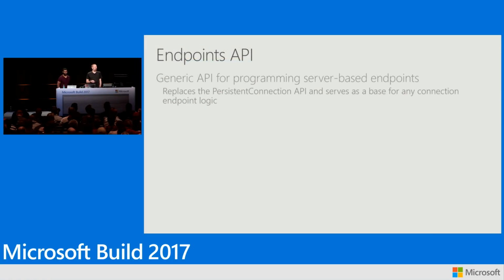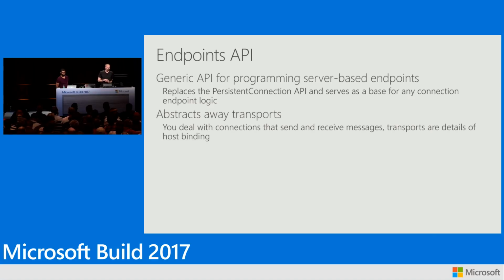So what does this endpoints API look like? It's a generic API for programming server-based endpoints. You have a client, you have an endpoint on the server speaking some protocol, speaking some connection type, and the client connects to it. It replaces the old persistent connection API that we had in SignalR, which was still HTTP-based in the old days, and basically serves as a base for any type of connection. It abstracts away transports. You program as if you have what looks like a socket endpoint, but it could actually be connected via long polling, or server-sent events, or something we can't even think of yet.